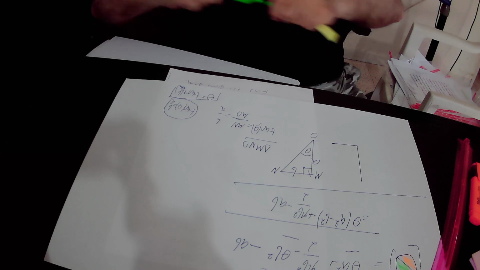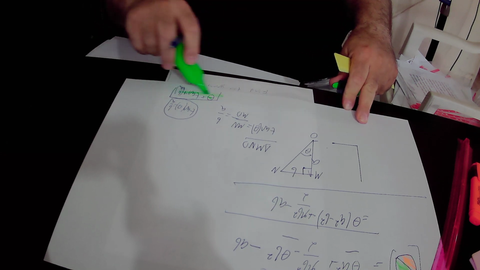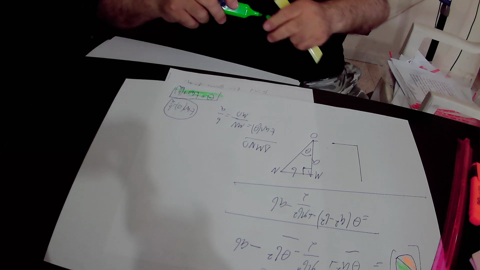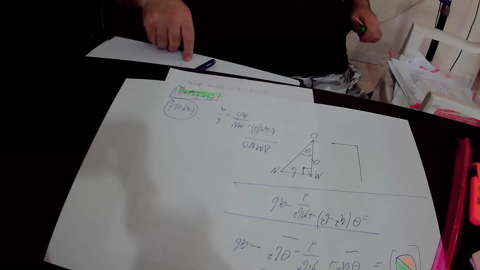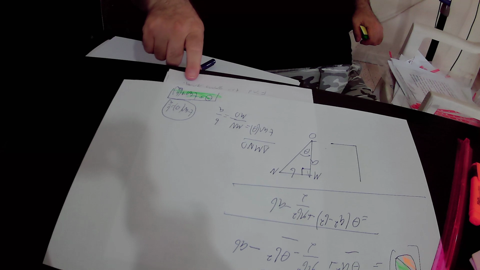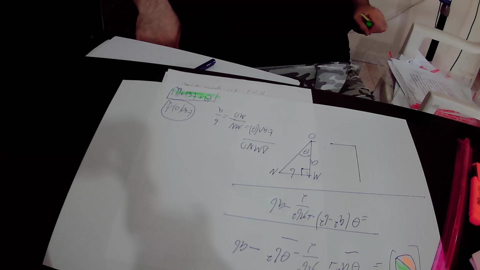In the next step, we'll substitute theta by tangent minus 1 of B over A.